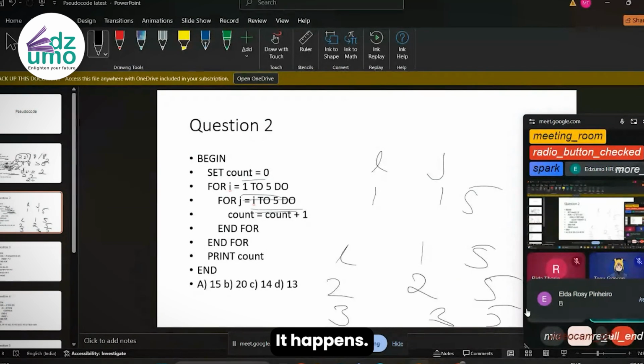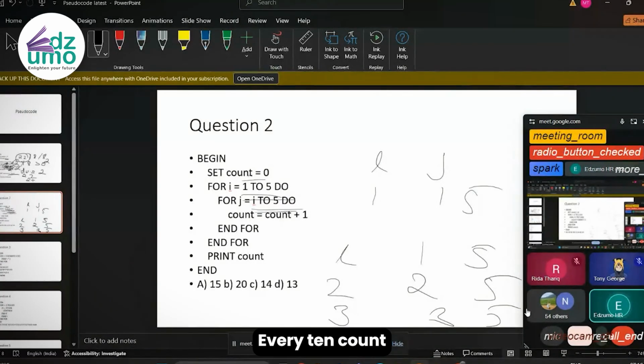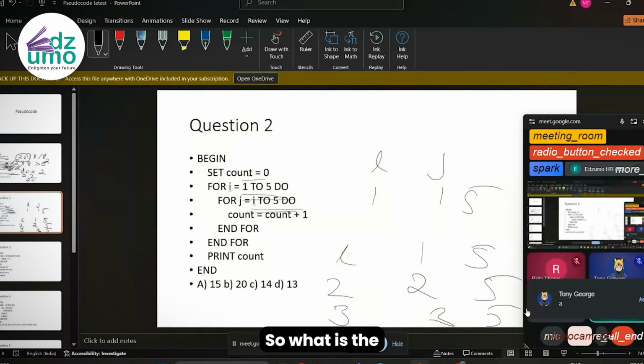Like that it happens. So what is the answer? Every time, count is incremented. Understood? So when I is 1, j is executed from 1 to 5, and count is incremented each time. Then when I becomes 2, j is executed from 2 to 5. When I becomes 3, j is executed likewise. When I becomes 5, it is executed only once. So what is the answer? Yes, very good. 15 is the answer.